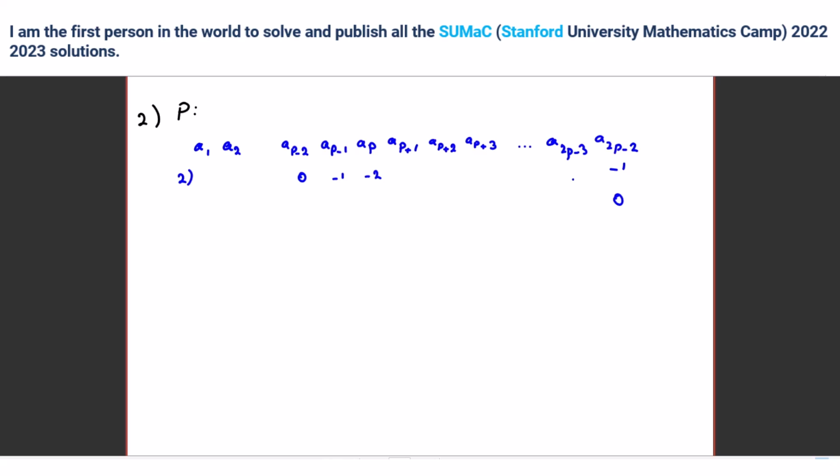Okay, so in this case, a to the power of p minus 3 is what? Can we say this one is what, or this one is what? Only the top one we can say is 0, and this bottom one we don't know, because it can be anything from 1 to p minus 1. Any of them, okay? Now we have 2 cases. Case 2-1, case 2-2.